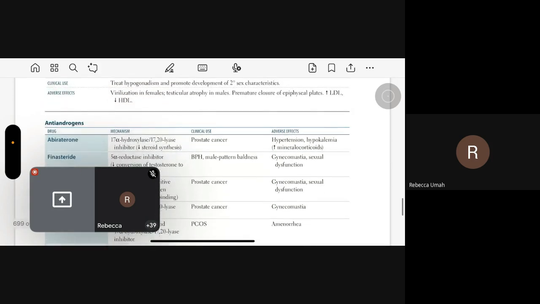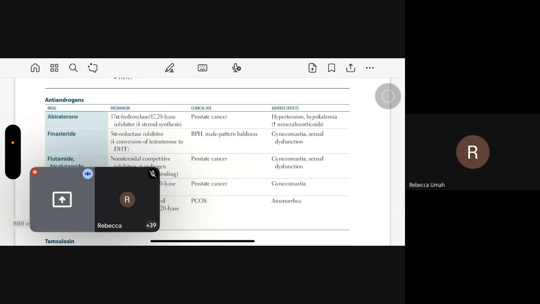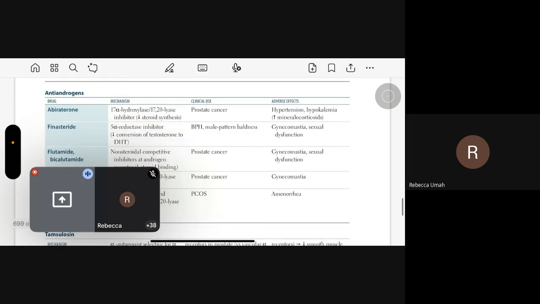Okay, so now we are moving on to anti-androgens. Excuse me, sir. Apart from all other things, why would the hemoglobin increase on taking testosterone exogenously?